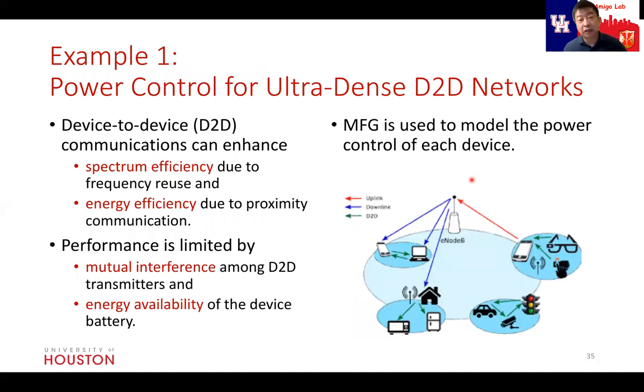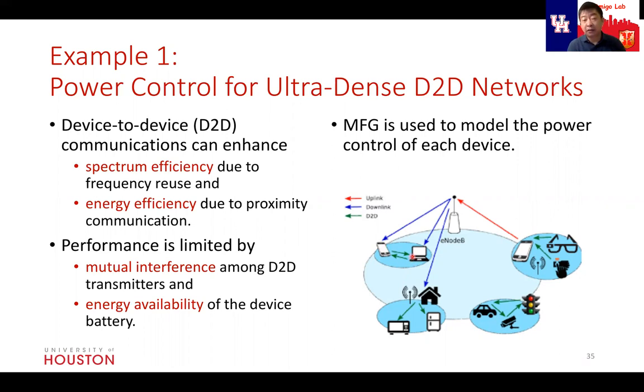So let's talk about a few examples. The first one is the power control for ultra-dense D2D networks. D2D basically means that, for example, if these two devices want to call each other, instead of connecting directly, they call the base station and go through the base station to come back. This will occupy a lot of resources and cause a lot of interference.